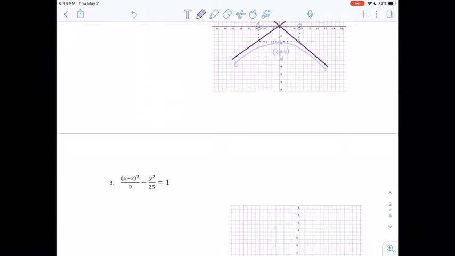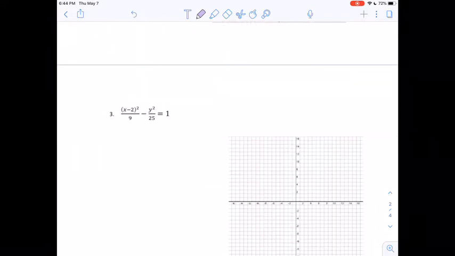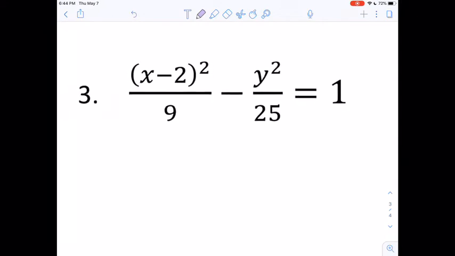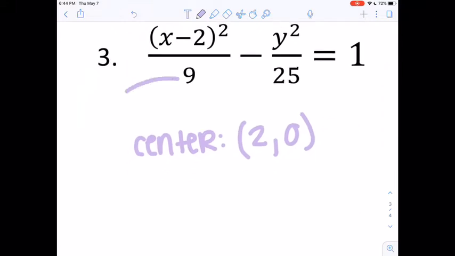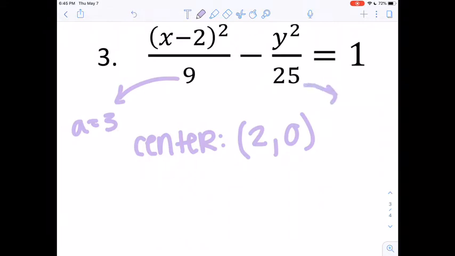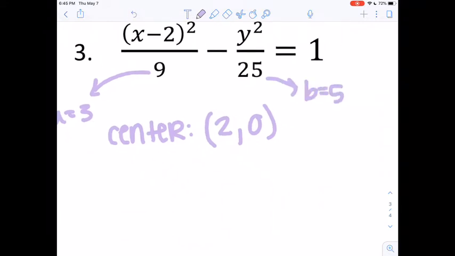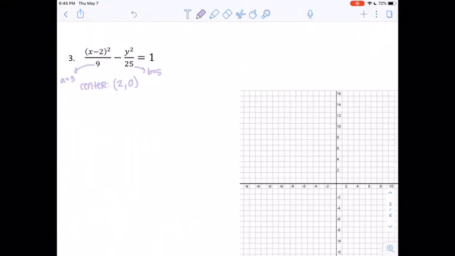All right, let's see some examples where our center is no longer at 0, 0. So number 3, I see something actually being subtracted from x. So my center is going to be, again, it's still like the opposite, just like an ellipse, just like vertex form for a parabola. This is going to be at 2, and since nothing's being subtracted from y, that's 0. So 2, 0. So here I know that a is going to be 3 because I took the square root of 9, and b is going to equal 5. So again, my center's at 2, 0.